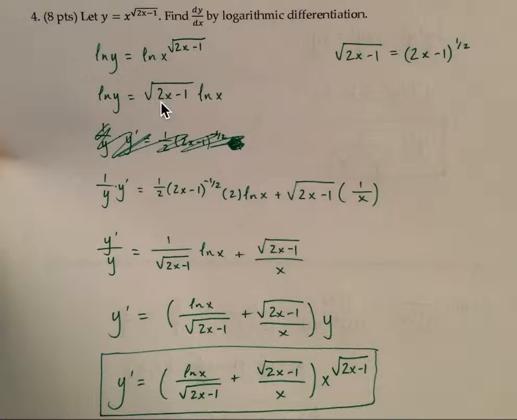So I'm going to leave 1 alone. I'm going to leave the first thing alone, so radical 2x minus 1. Now I'm multiplying by the derivative of ln of x. So that'll just be 1 over x. Okay.